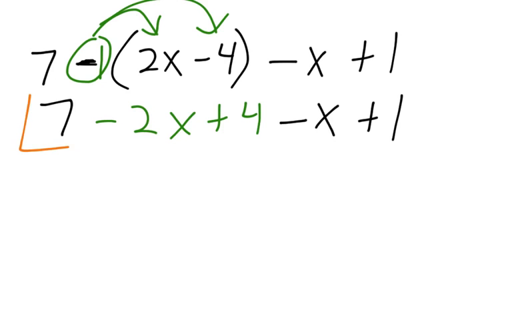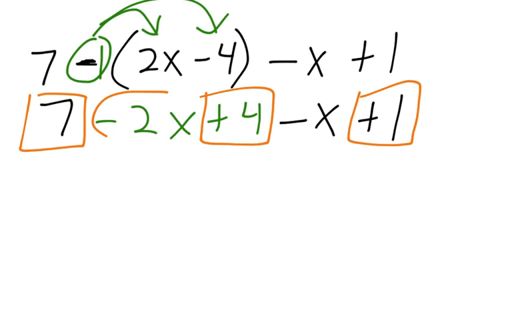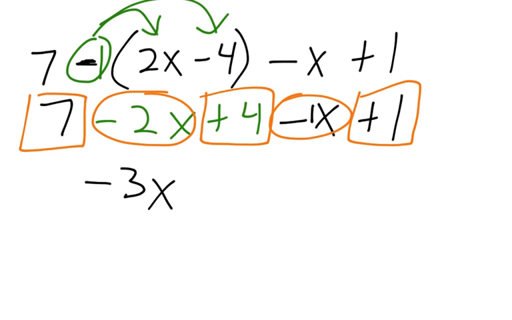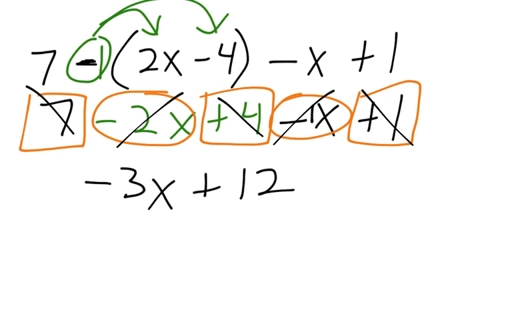Now I box and circle my like terms. So 7 gets boxed with the plus 4 and the plus 1. And then negative 2x is going to get combined with the negative x. So I'm going to combine my x's first. So negative 2x minus x is negative 3x. Remember, that's really a negative 1x. So negative 2 minus 1 is negative 3x. And then 7 plus 4 is 11, plus 1 is 12, so it's plus 12. And that's the final answer. Hopefully you got that right.